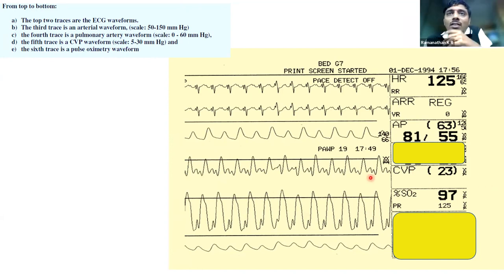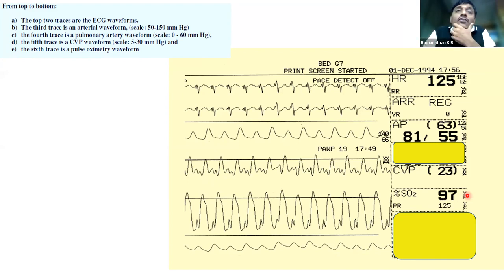Now let's ignore the rest of the waves here, except for the last one, which is saturation. And he is saturating 97% on 4 liters of nasal prongs. He's tachycardic too. Now, given that he's got chest pain and your suspicion of acute MI is high, you would have definitely sent off your baseline investigations to ascertain our initial diagnosis of acute MI.